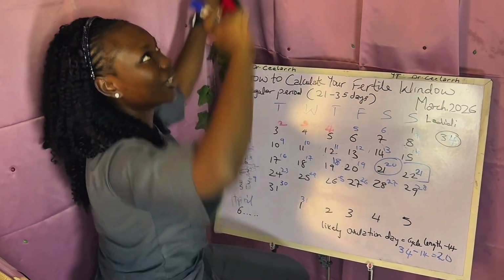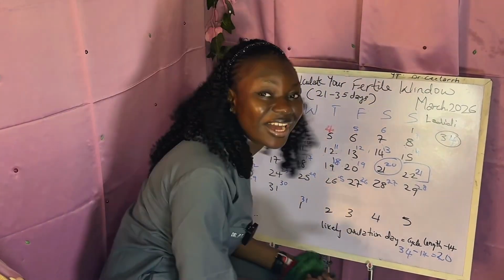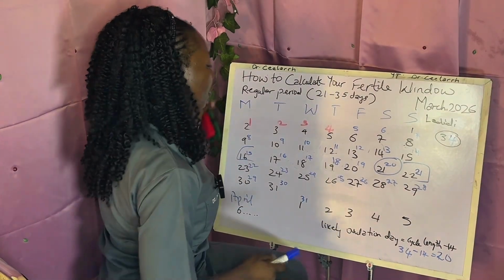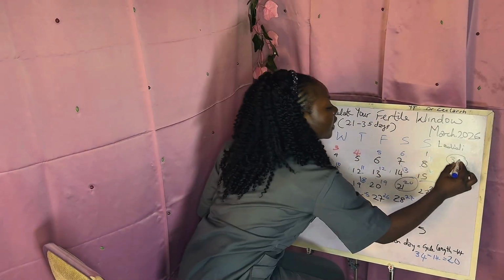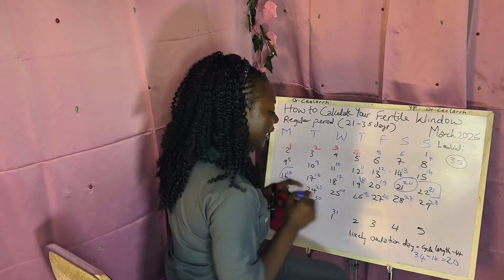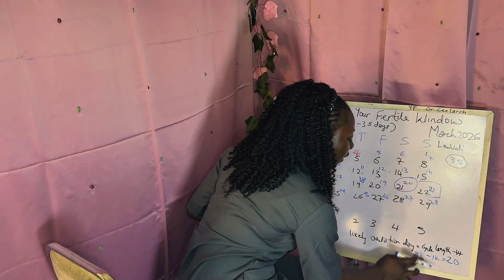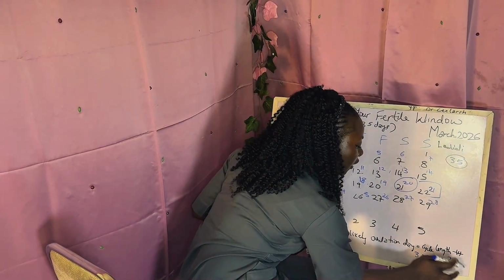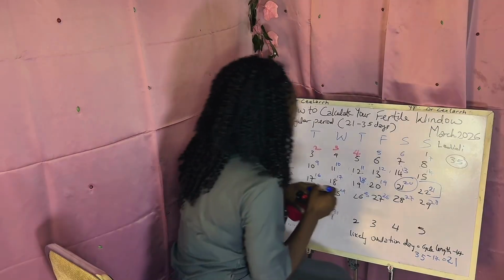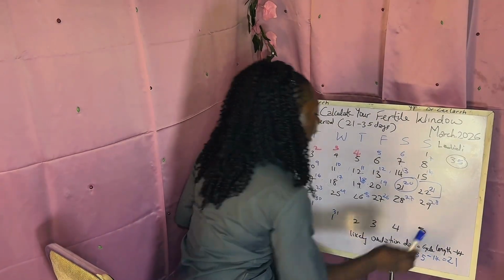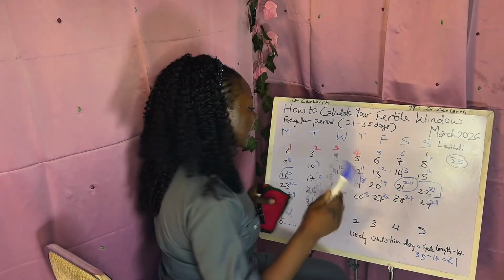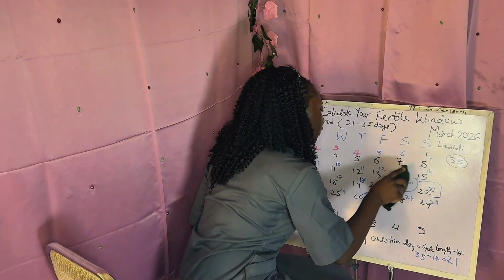That is the last one, guys. We have come this far. Congratulations to us, guys. We've learned a lot. So if she has a cycle length of 35 days, she's likely to ovulate on 35 minus 14, which will give us 21 days. So on the 21st day of her cycle, that is when she's likely to ovulate. And where is that 21st day?